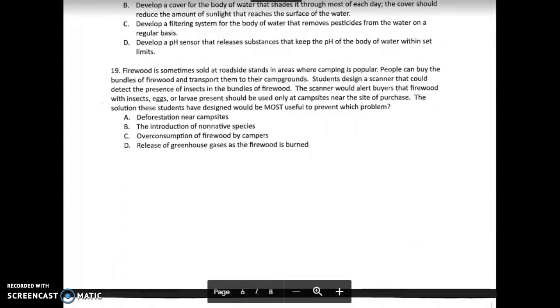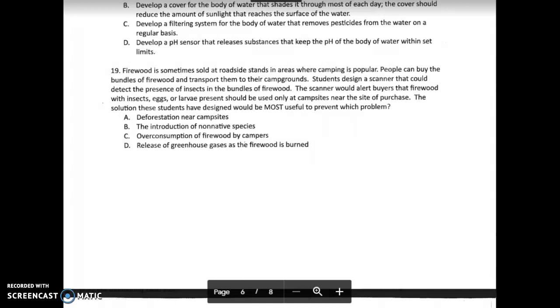Number 19. Firewood is sometimes sold at roadside stands in areas where camping is popular. People can buy the bundles of firewood and transport them to their campgrounds. Students design a scanner that could detect the presence of insects in the bundles of firewood. The scanner would alert buyers that firewood with insects, eggs, or larvae present should be used only at campsites near the site of purchase. The solution these students have designed would be most useful to prevent which problem?